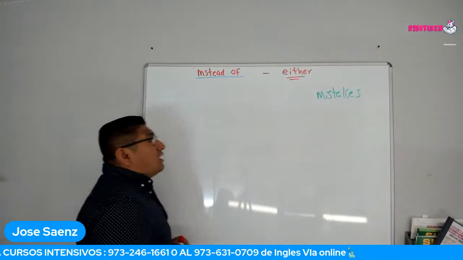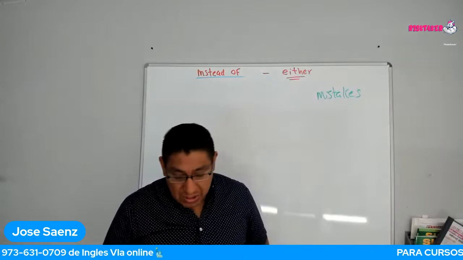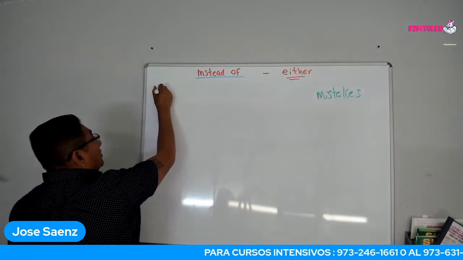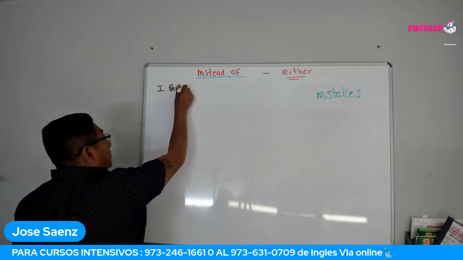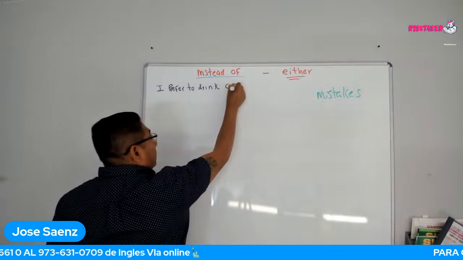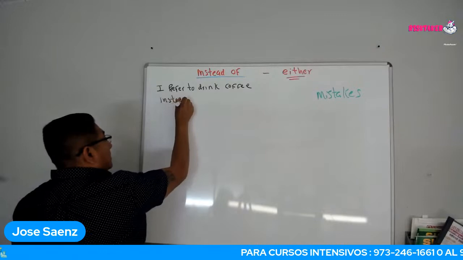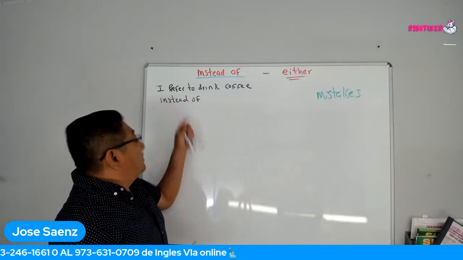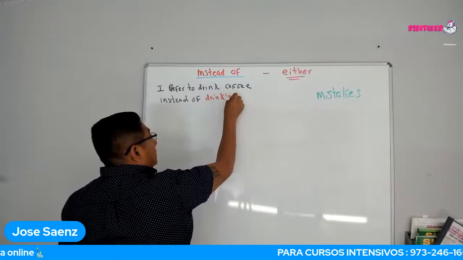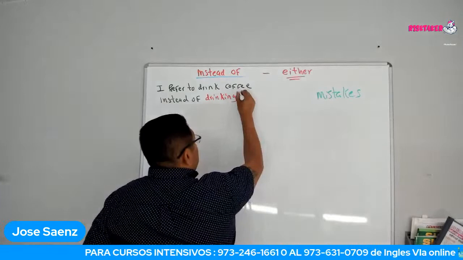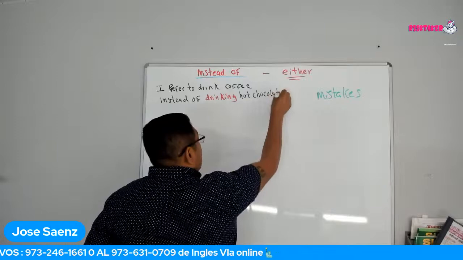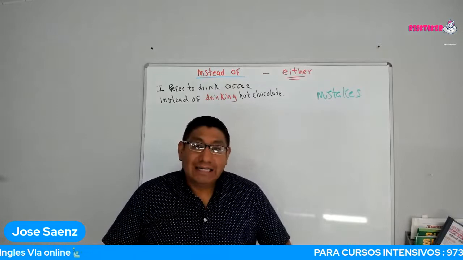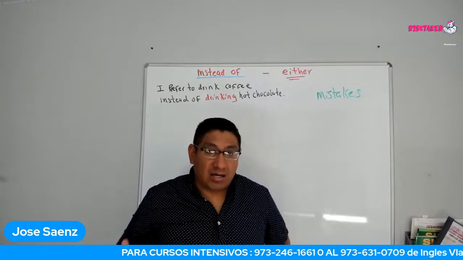So there is one thing in particular that I want you to see, guys. When we use instead, we could, for example, do it like this. I prefer to drink coffee instead of. And here is where the tricky part comes, or where you should pay attention. So I prefer to drink coffee instead of drinking maybe hot chocolate. I prefer to drink coffee instead of drinking hot chocolate. So that means that I don't drink hot chocolate, but coffee.